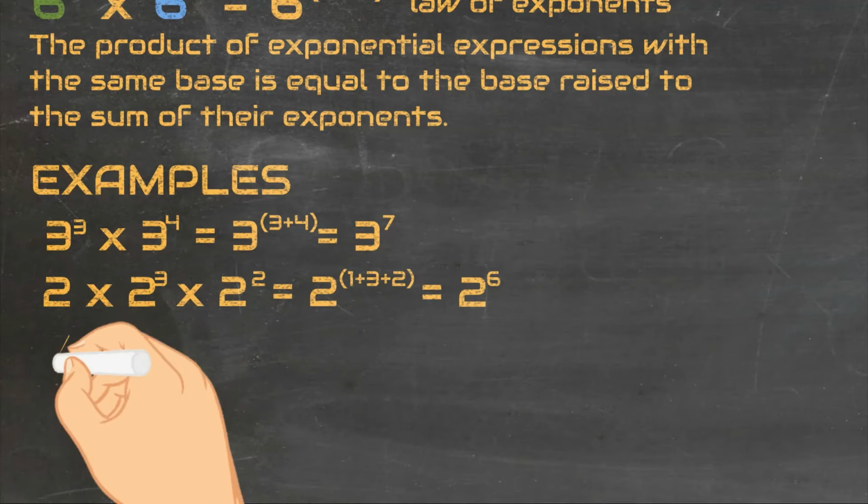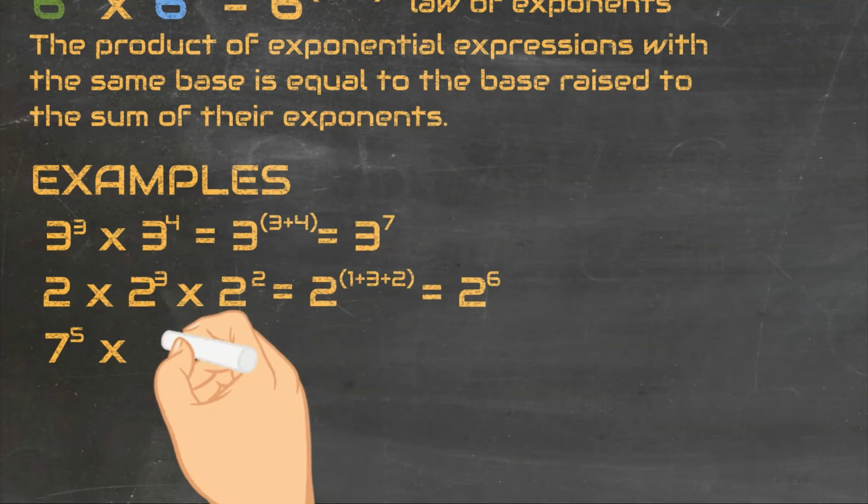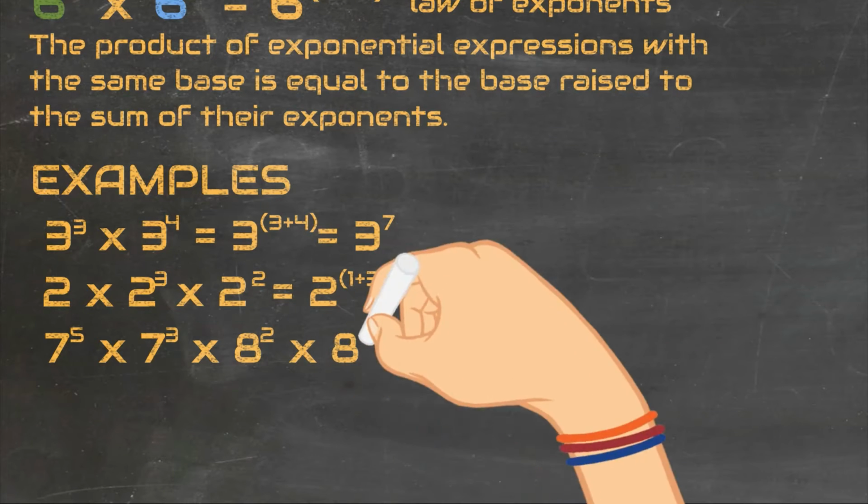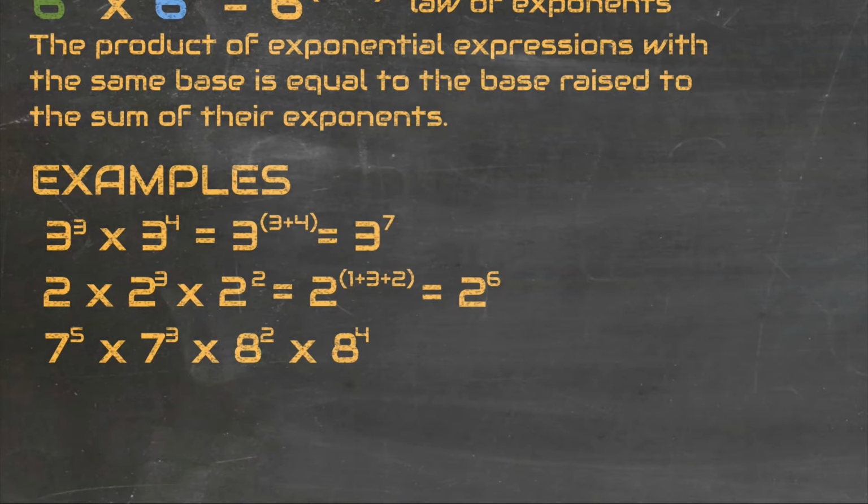Next, 7 to the 5th power times 7 cubed times 8 squared times 8 to the 4th power. Remember, the law of exponents that we are discussing states, the product of exponential expressions with the same base is equal to the base raised to the sum of their exponents. This means the adding of exponents is applicable only for expressions with the same base. In this example, we can simplify the expressions with a base of 7 and the expressions with a base of 8 separately.